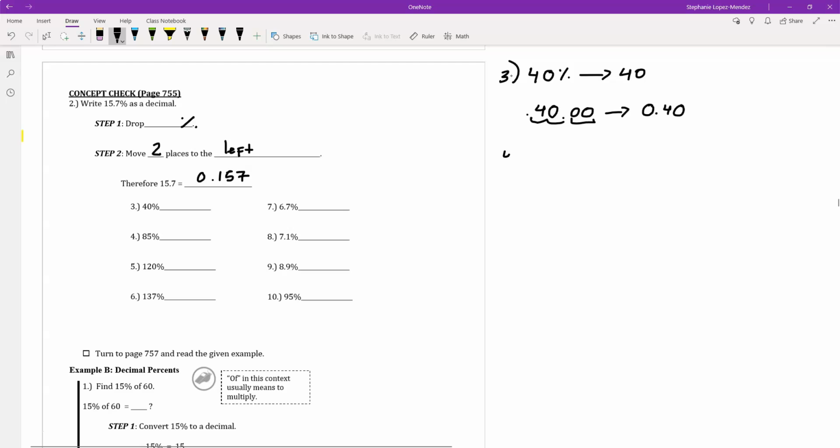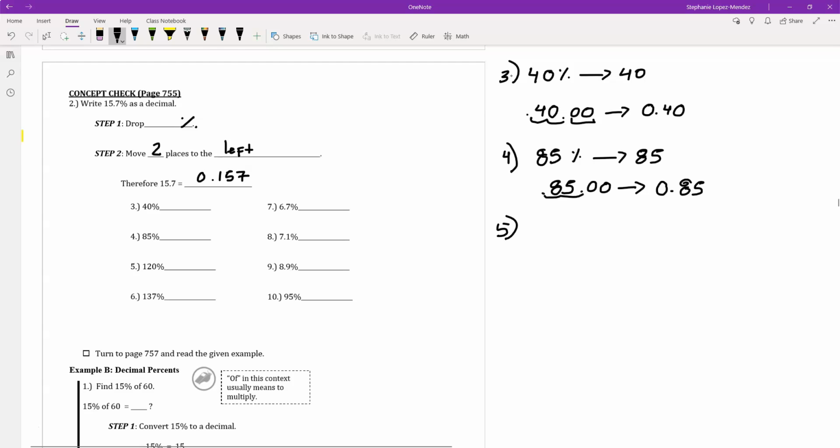Also, let's work on number 4. This is 85%. Step number 1, we drop the sign. Step number 2, we add the point after. This is a whole number again. We add the 2 zeros just to make it clear. We move 1, 2, so our point now is before the 8. So we have 0.85.